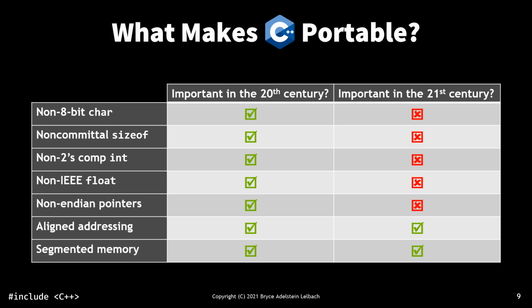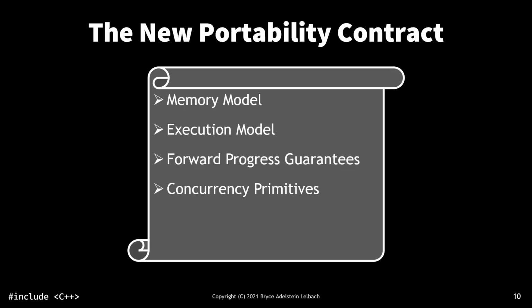What actually makes C++ portable? The answer is concurrency, parallelism, and asynchrony. That's the new portability contract of C++. That's what makes C++ portable today.